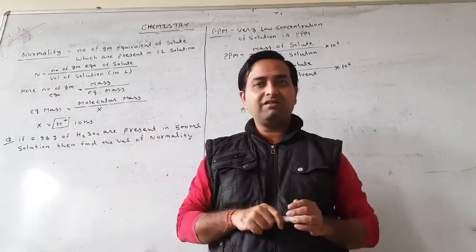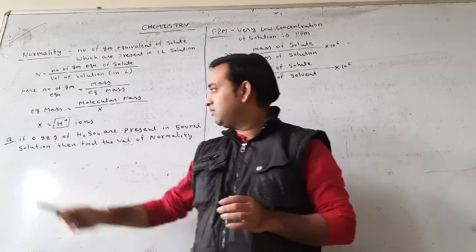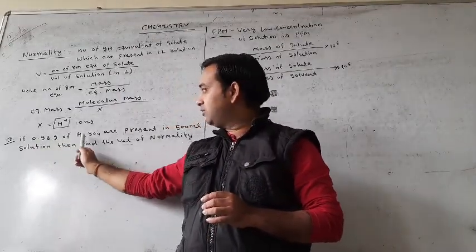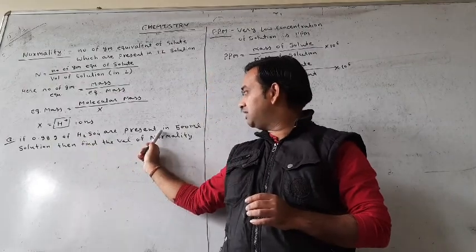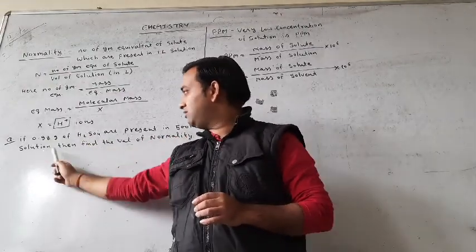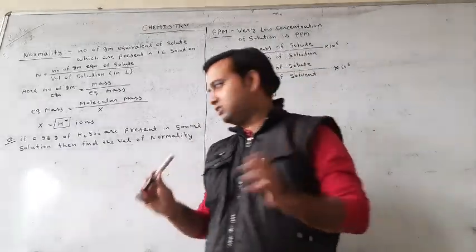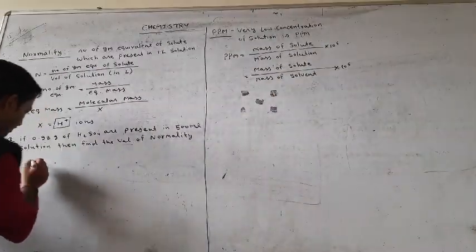To understand it, we take an example. If 0.98 gram of H2SO4 is present in 500 ml solution, then find the value of normality.